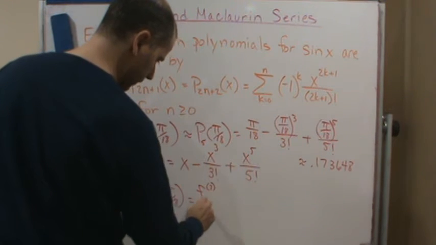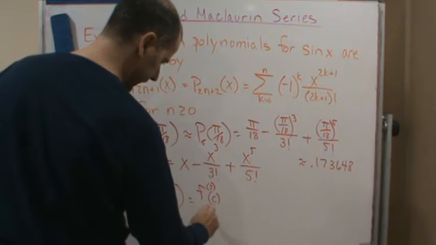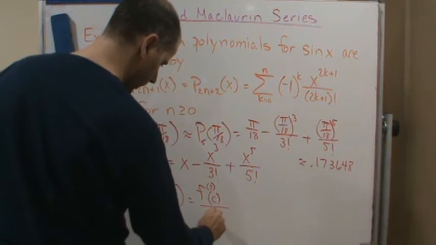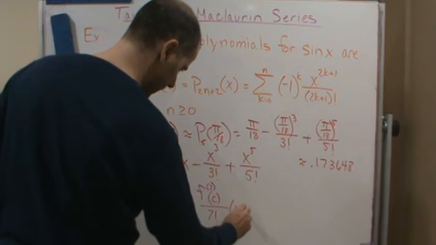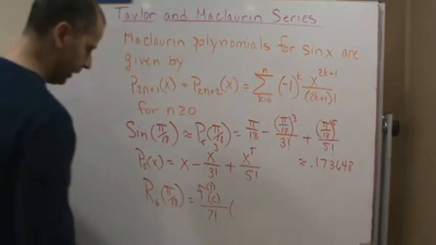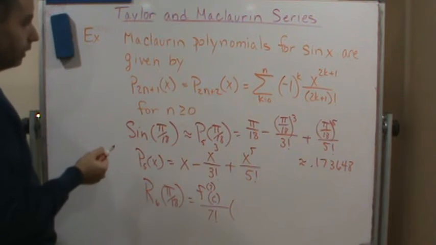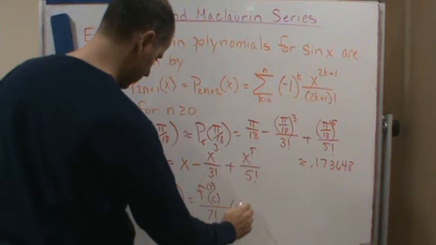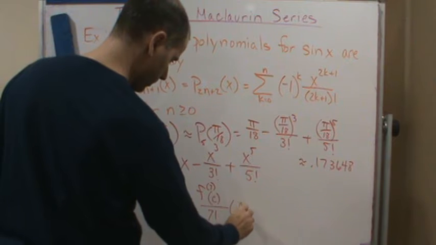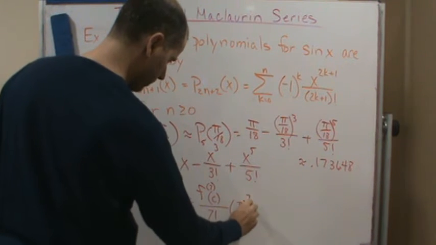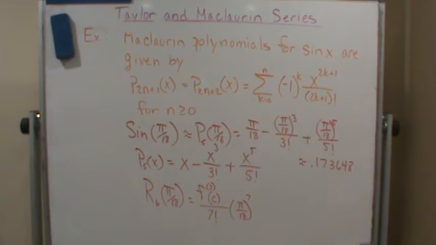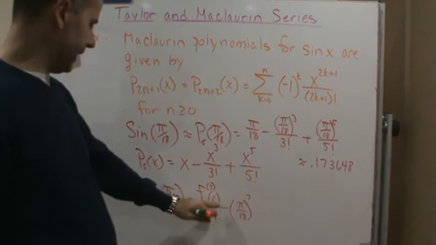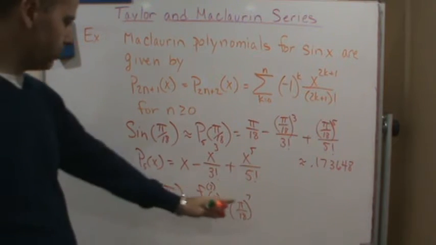So the seventh derivative of f at c over 7 factorial times, in this case, pi over 18 to the 7th power. Now, again, this is based on some c in the interval from 0 to pi over 18, just like before.